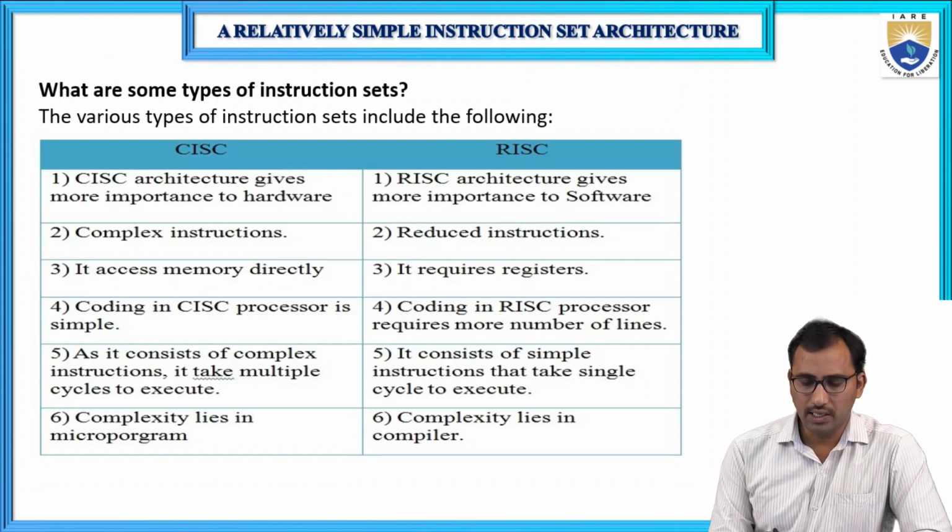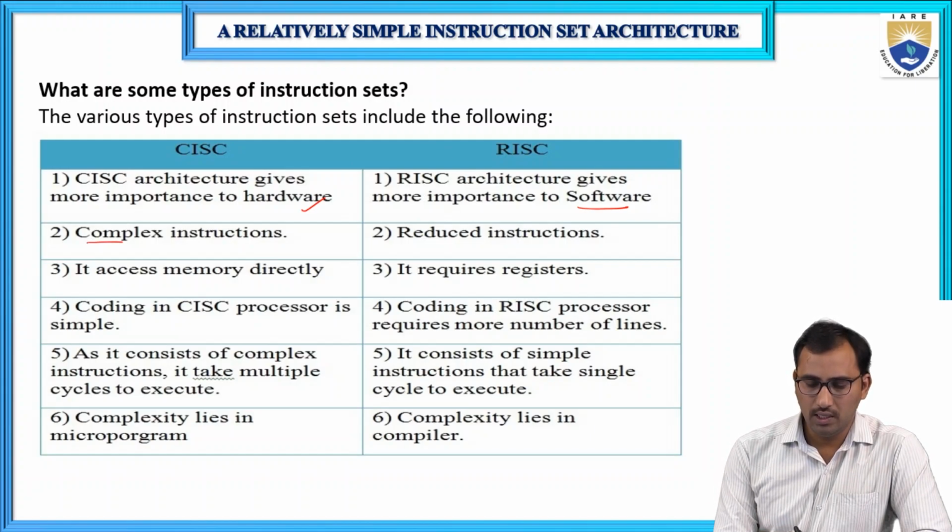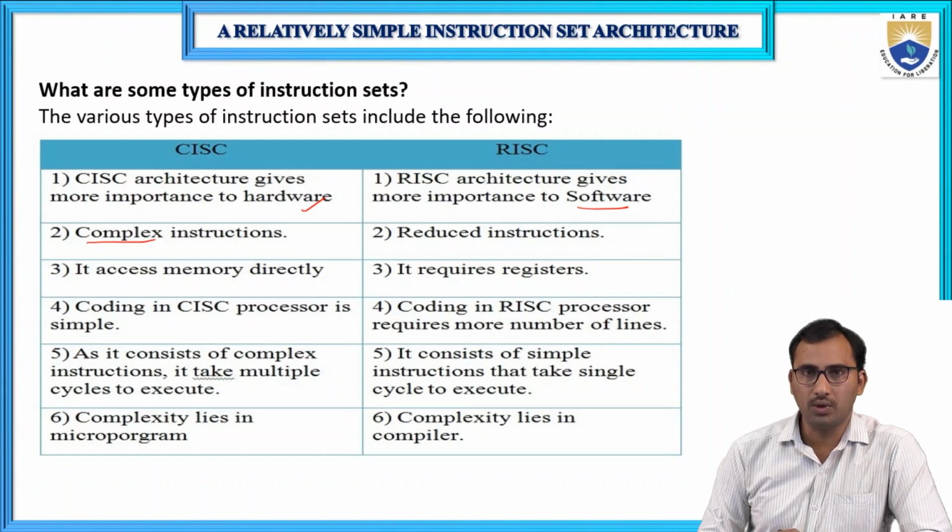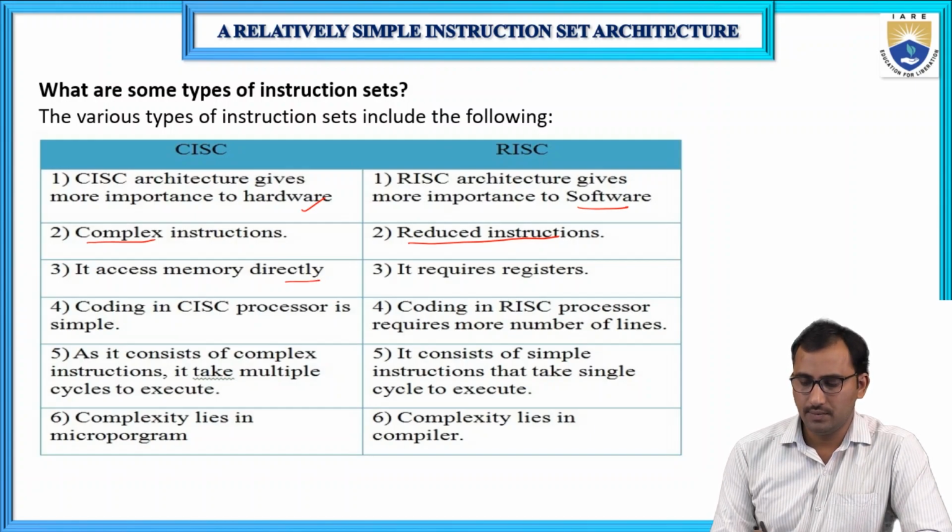The CISC architecture gives more importance to the hardware, whereas the RISC architecture gives more importance to the software. In the CISC architecture, we have a larger number of instructions. That means it has complex instructions, whereas in the reduced instruction set computer, we have reduced instructions. That means we have a limited number of instructions. And CISC can access memory directly. RISC requires registers, so only through the registers can it access the memory.